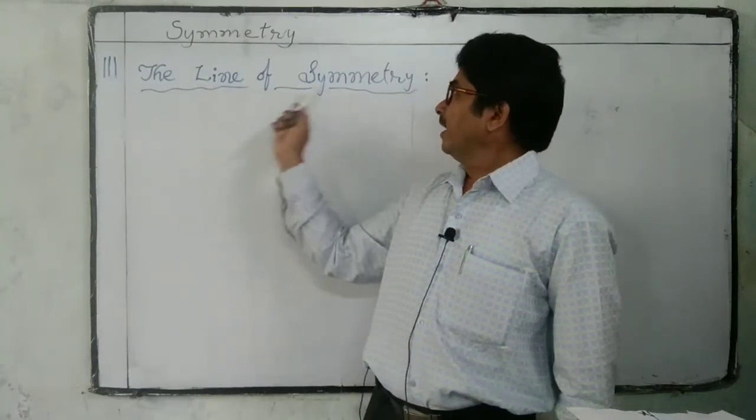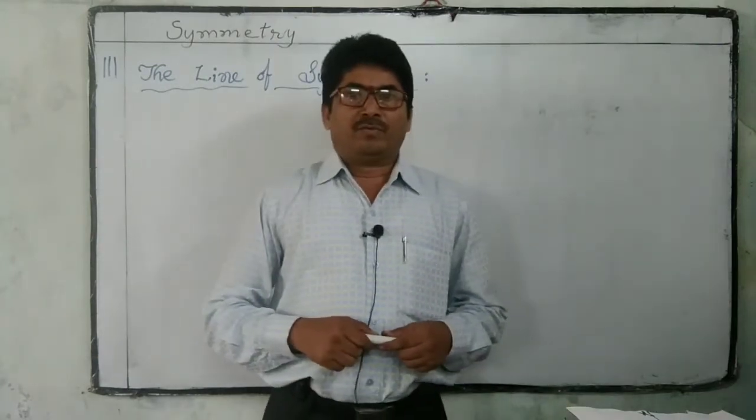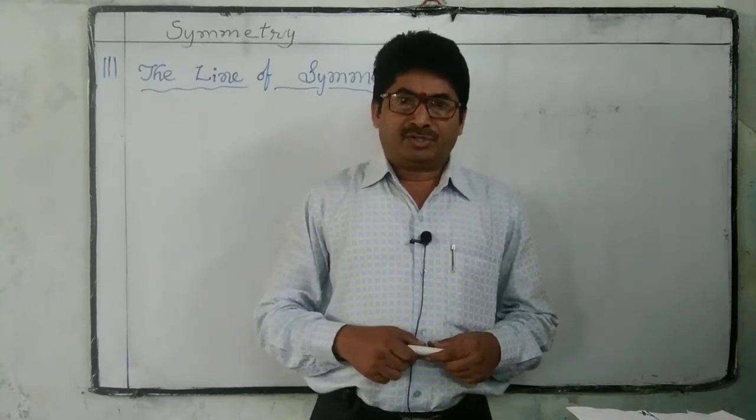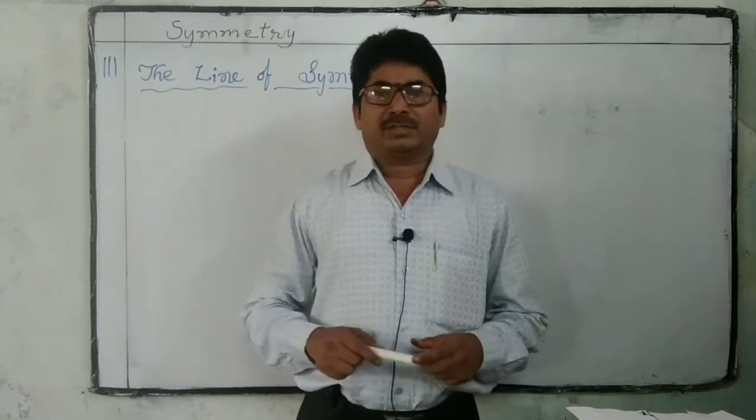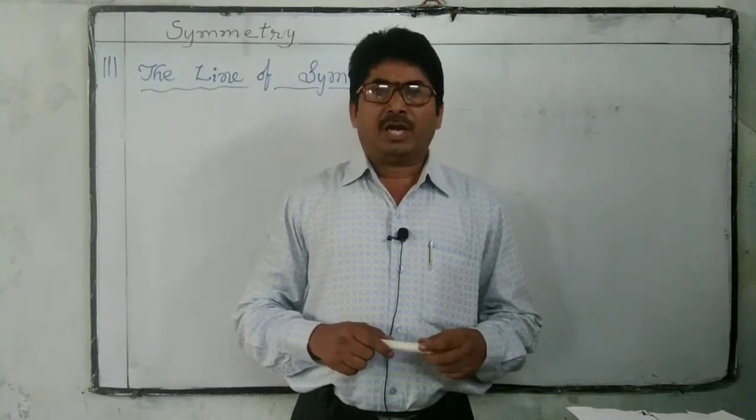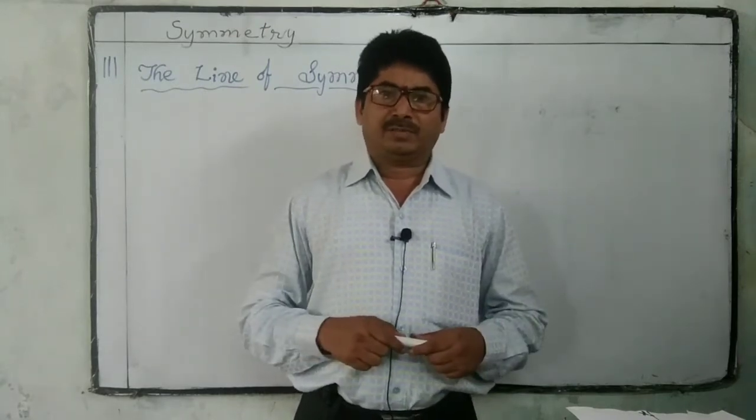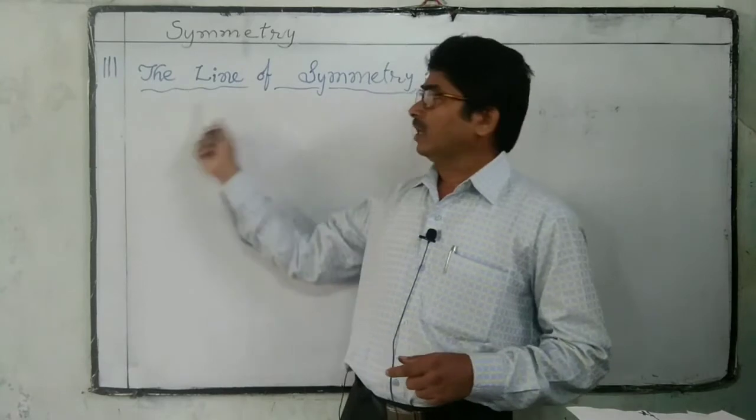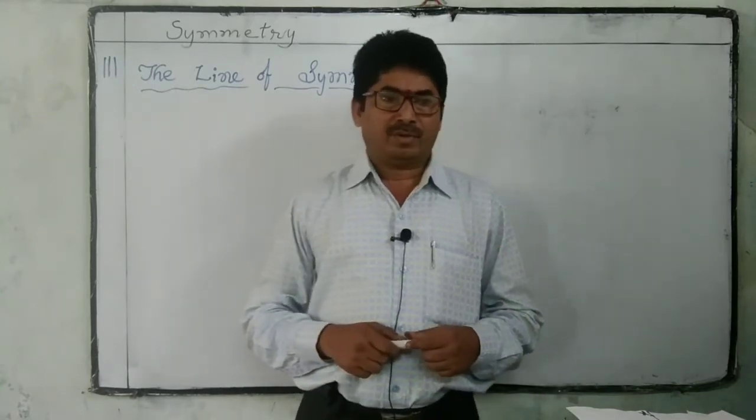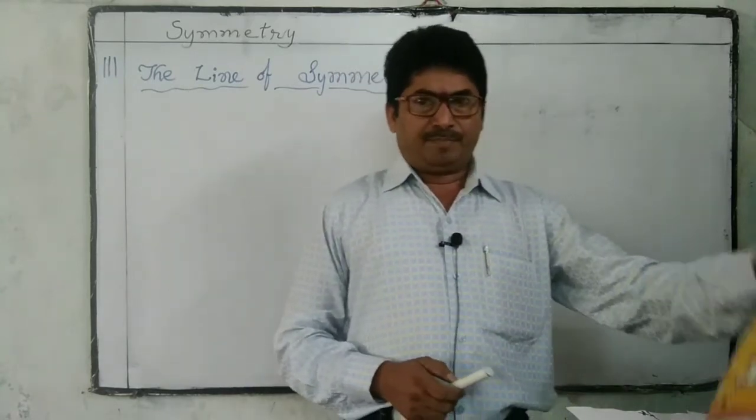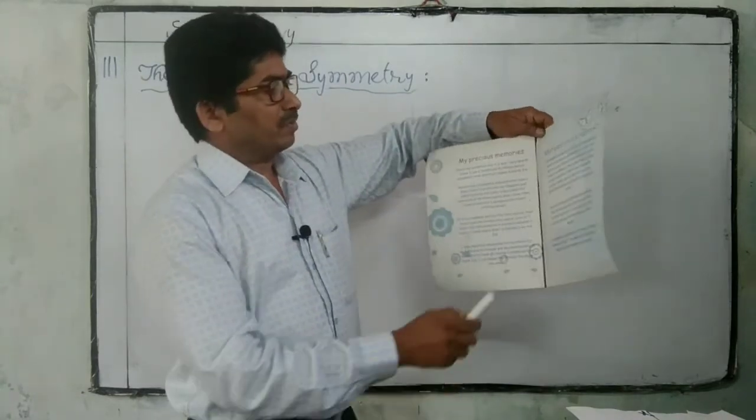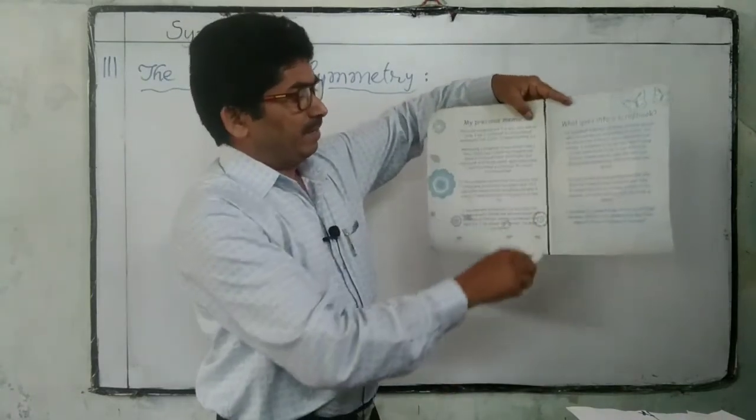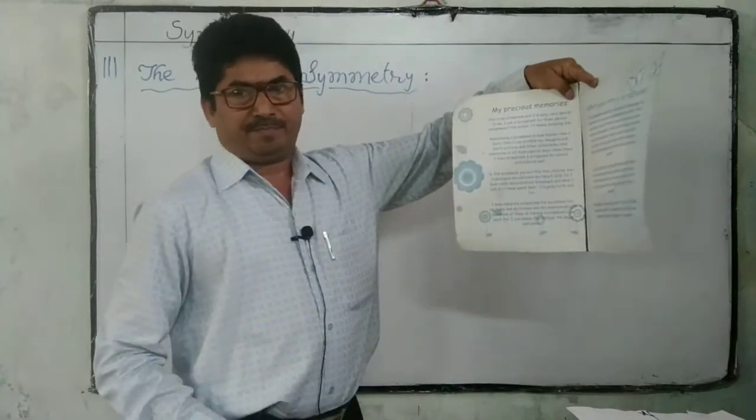Third one, the line of symmetry. What is a line of symmetry? The line which divides a figure into two identical parts is called the line of symmetry. Let us observe in this symmetry. This is the line of symmetry.